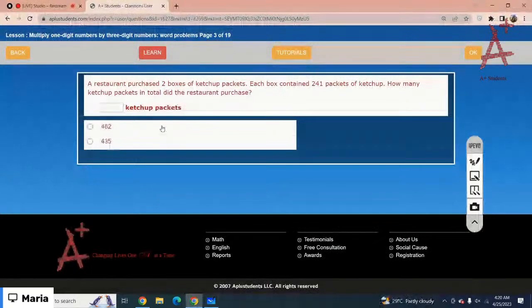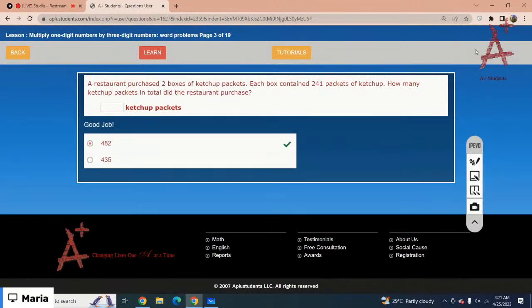Yes, very good. It would be 241 times 2, that equals 482. So the correct option is 482.